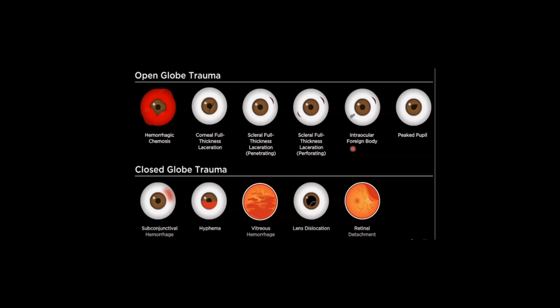Once there's a penetrating injury, you should suspect the presence of an intraocular foreign body. Now, I would want someone to also mention some of the features that, when you see them, you should suspect globe rupture, apart from the 360 degrees hemorrhagic chemosis that we mentioned earlier.